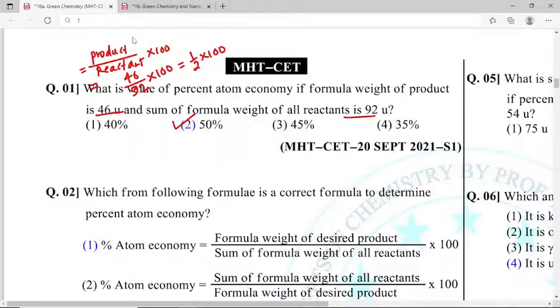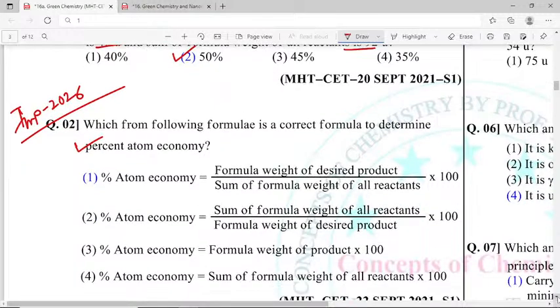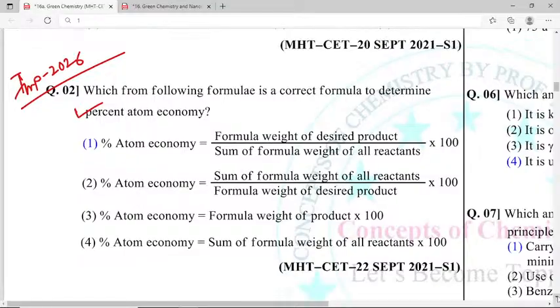And what is the formula? The second question: which of the following is the correct formula to determine the percent atom economy? This is an important question, very important for 2026. Percent atom economy is the formula weight of product divided by the sum of formula weight of reactants, multiplied by 100. This is very important question. Please note down.